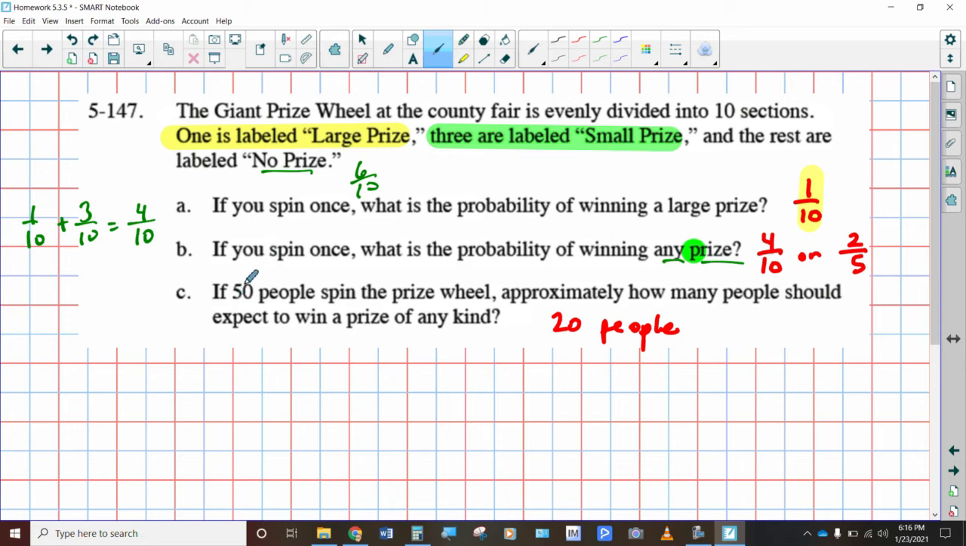So remember, if 50 people spin the prize wheel, approximately how many people should expect to win a prize of any kind? If we expect that 4 of every 10 people who spin the wheel get a prize, then how many would get a prize if we did that sequence 5 times, or a total of 50 times? This is where proportional reasoning comes in. Since 10 times 5 is equal to 50, then 4 times 5 would get you that number, which is 20 people expected to get a prize.